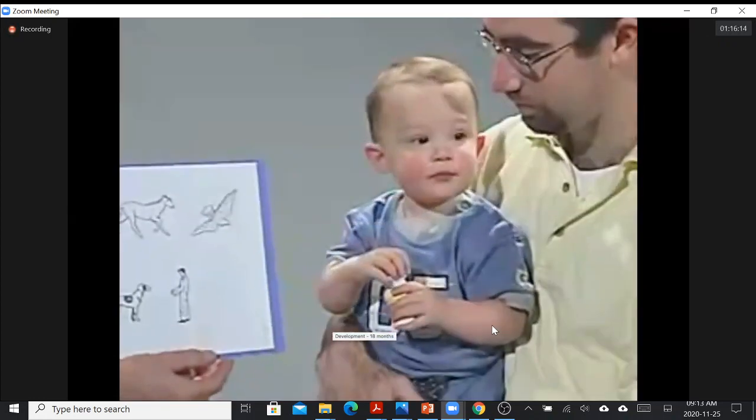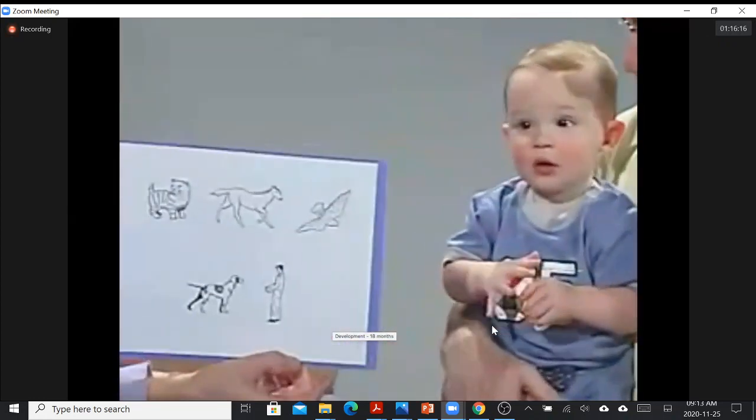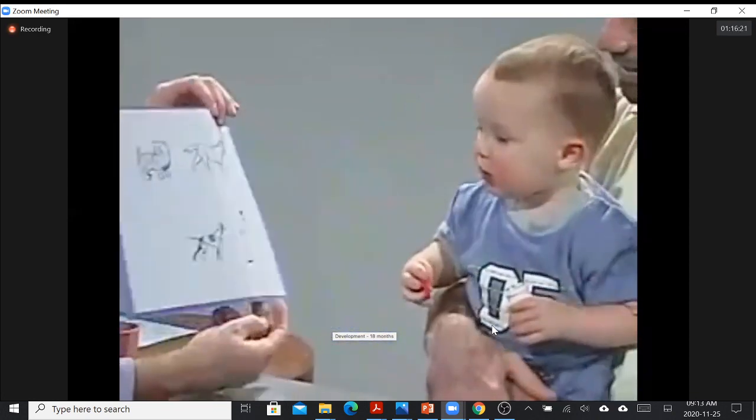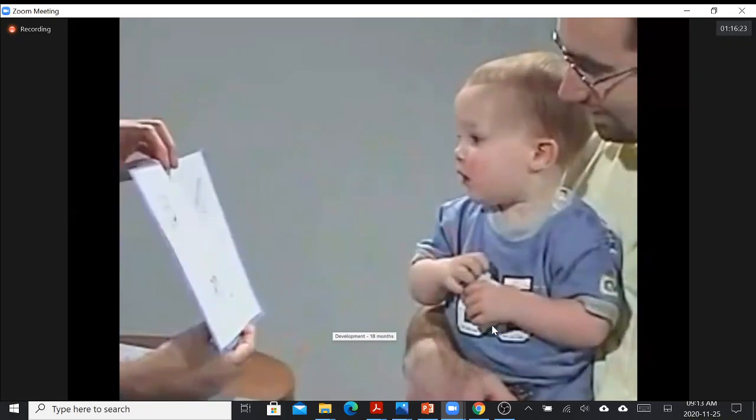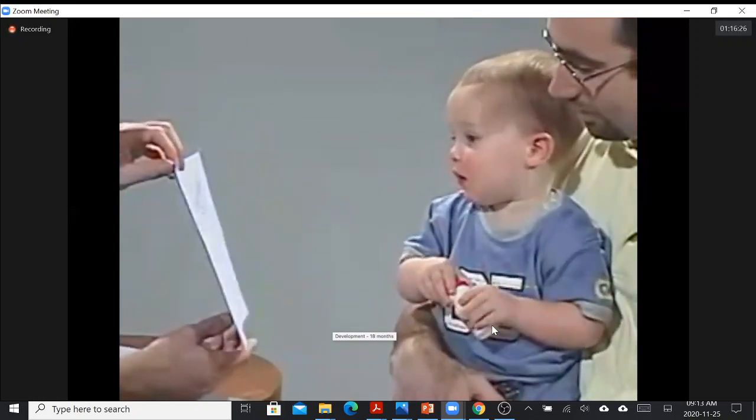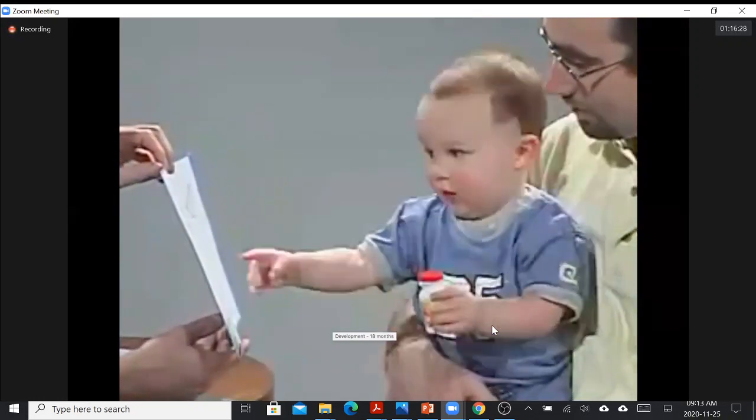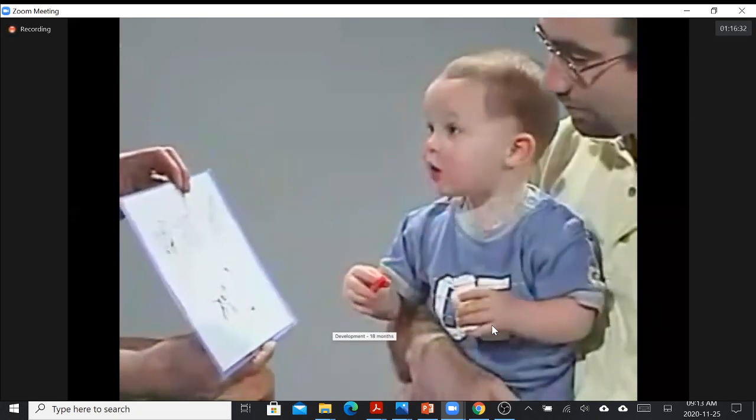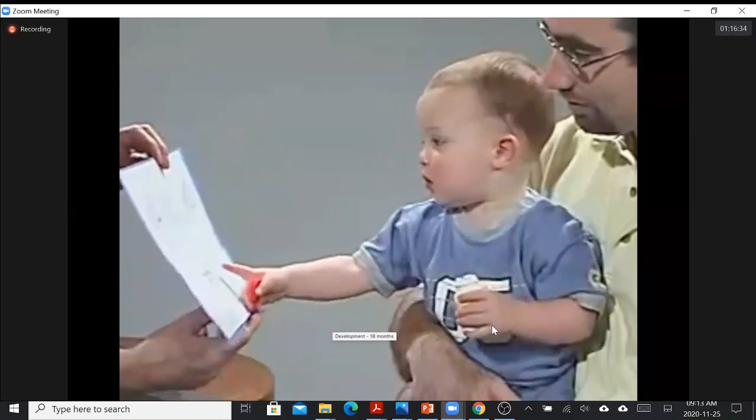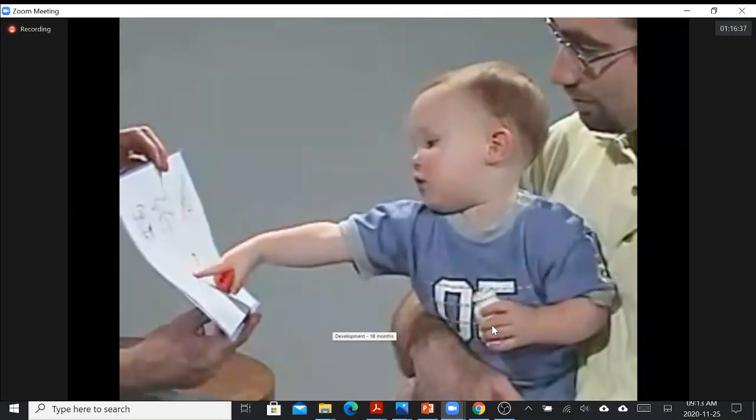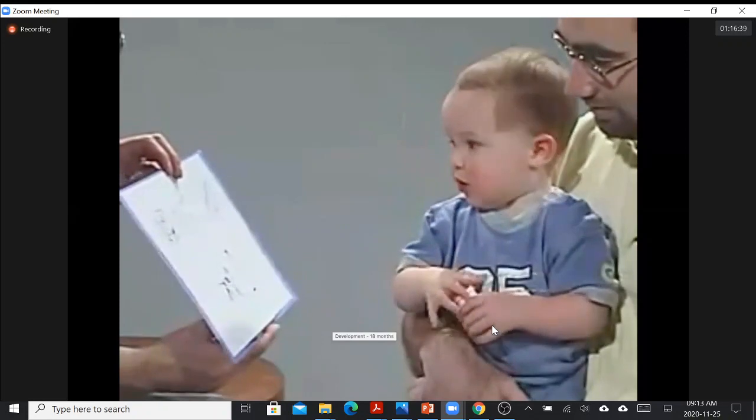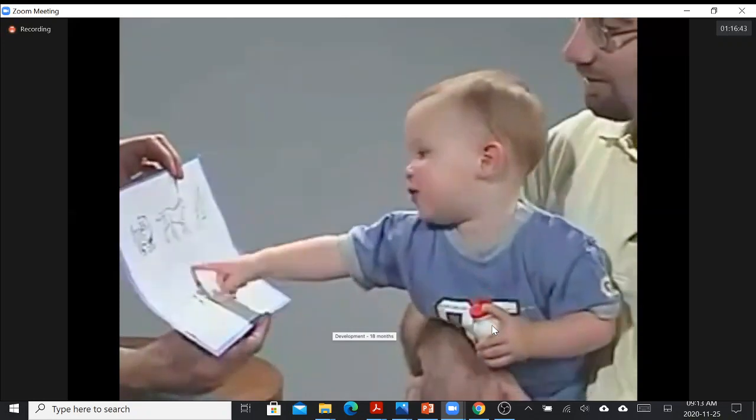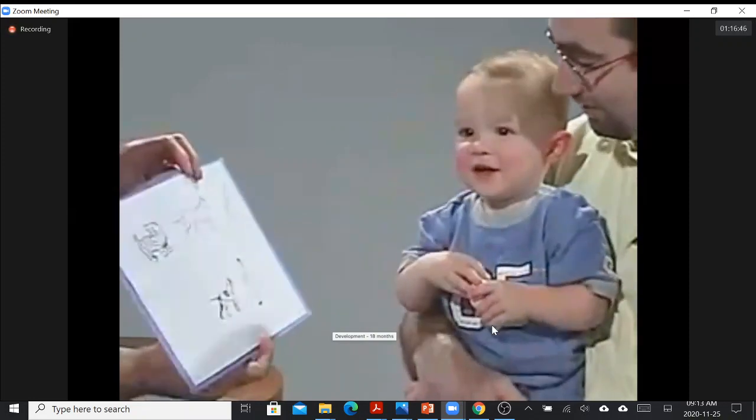We're going to show some pictures. See those pictures? Okay. Where's the kitty? Show me the kitty. Can you point to the kitty? Very good. Can you point to the doggy? Where's the doggy? Oh, right there. Okay, where's the horsey? Right there.